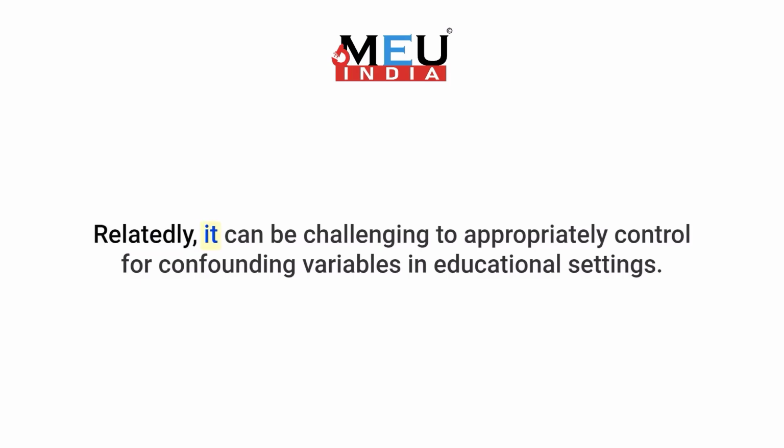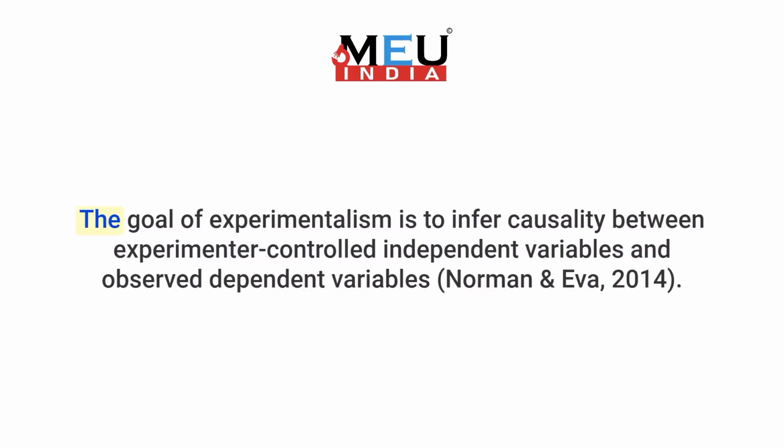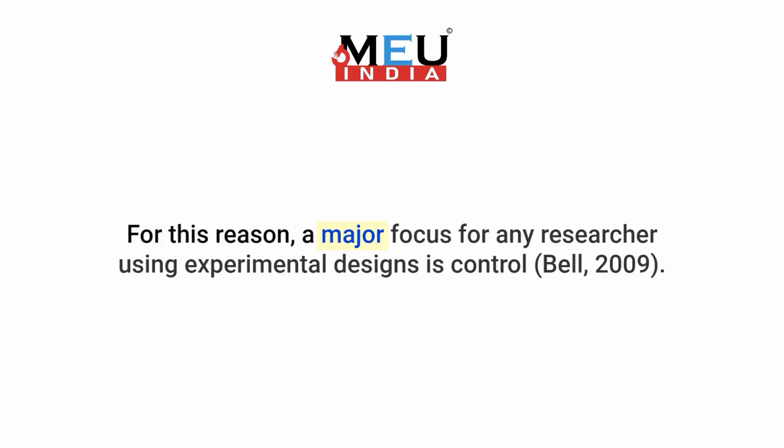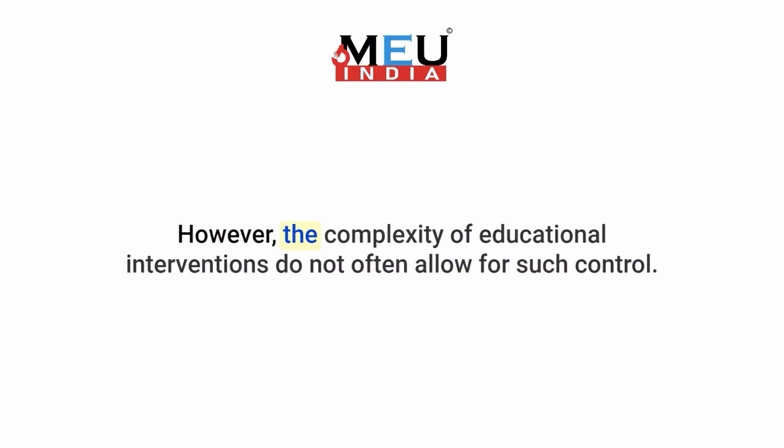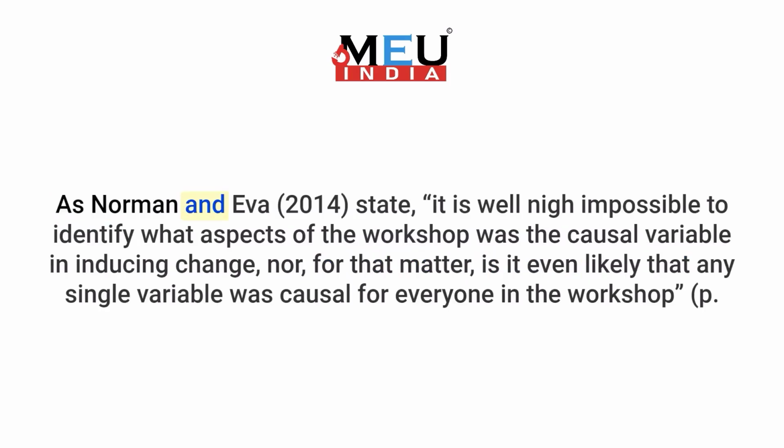Relatedly, it can be challenging to appropriately control for confounding variables in educational settings. The goal of experimentalism is to infer causality between experimental controlled independent variables and observed dependent variables. For this reason, a major focus for any researcher using experimental designs is control. However, the complexity of educational interventions does not often allow for such control.